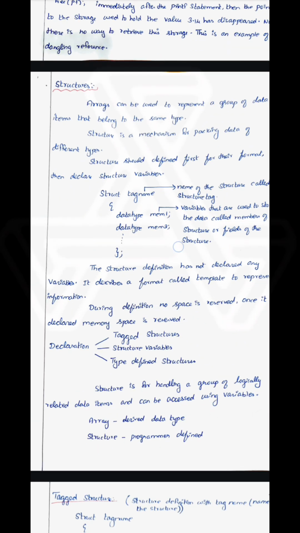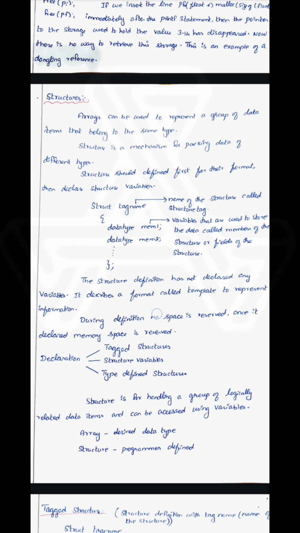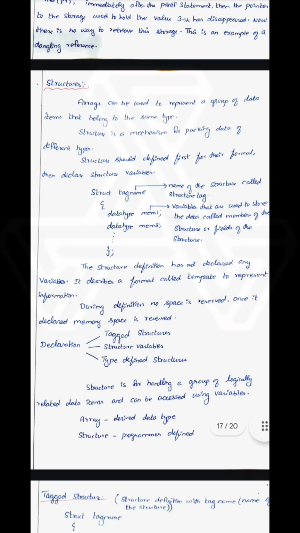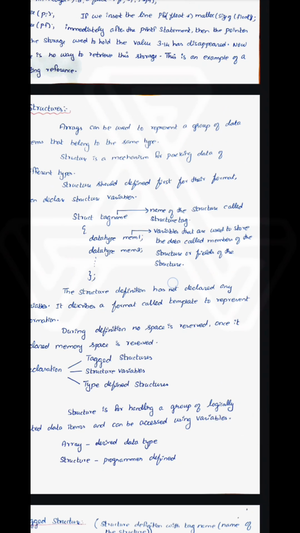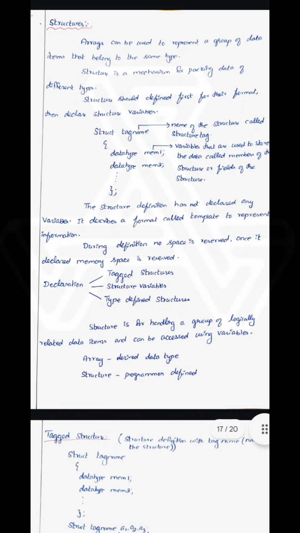Structures. Arrays can be used to represent a group of data items that belong to the same type. But a structure is a mechanism of packing data of different types. Structure is a mechanism of packaging data of different formats, then declare structure variables. struct tag name { data type member 1; data type member 2; }.